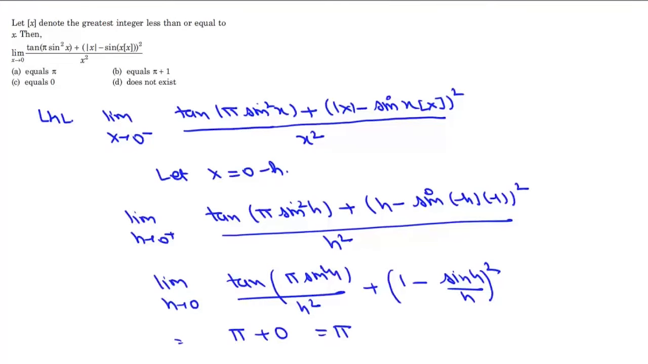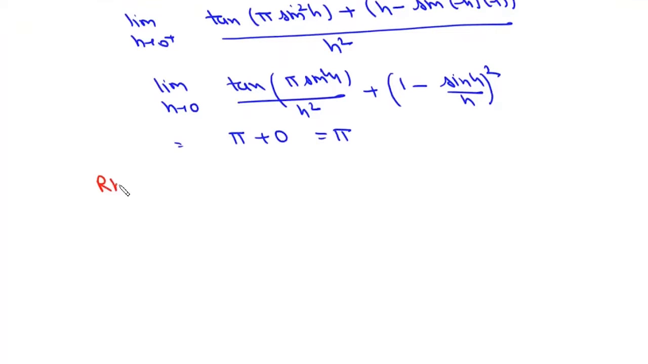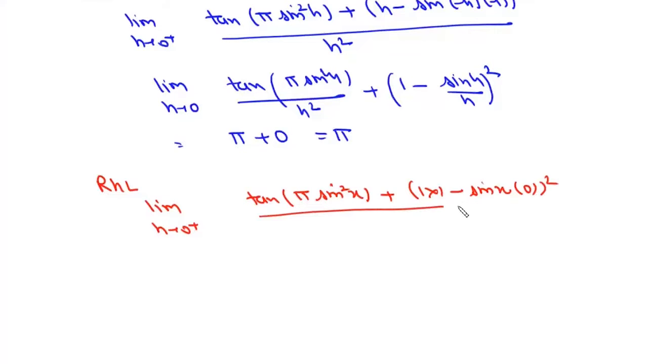Now we'll find its right hand limit. Now its right hand limit will be limit h tends to 0 positive of 10 pi sine square x plus mod x minus sine x, and greatest integer function of x in this case is 0, whole square, divided by x square. So it will be this limit x tends to 0 positive.